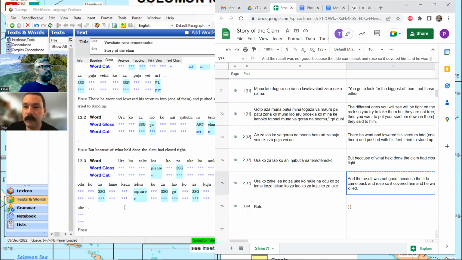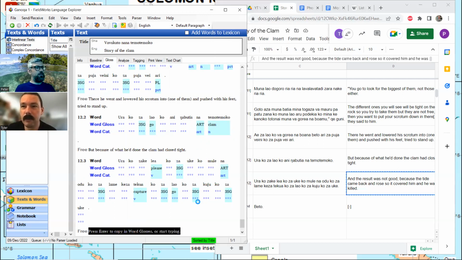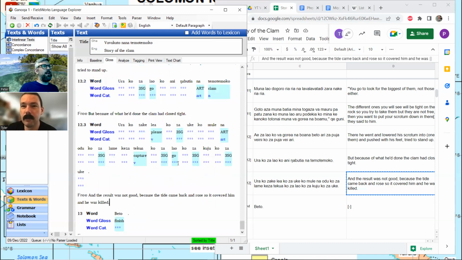Okay, so we're almost done. We're going to put in these last two free translations, and we're just going to try to figure out what every single thing was. Look at that. Result was not good. That means we can expect some negation here. So we already had kill as vi. I believe we've seen it before. Killing. Yeah, that's right. But there we get kuju, our second instance of J. That's right.